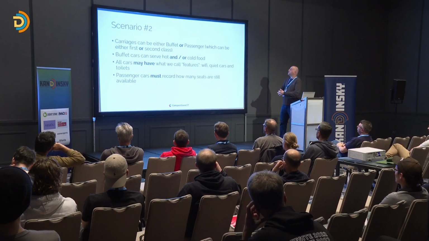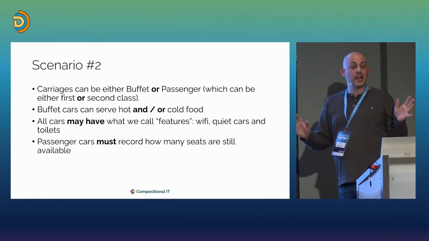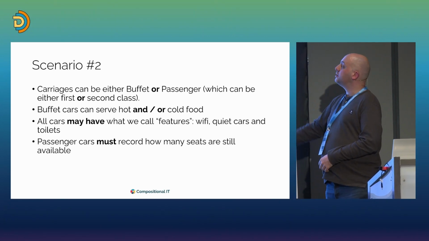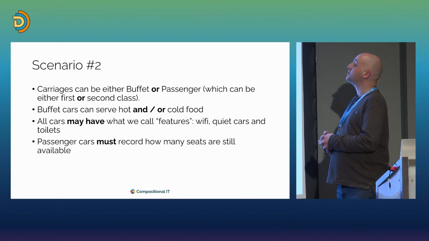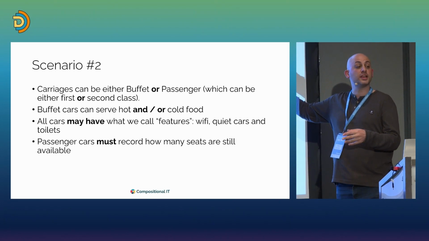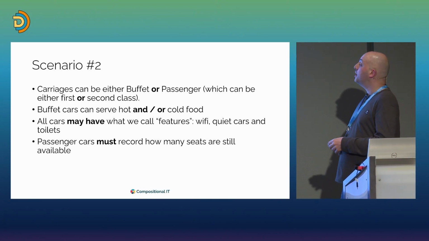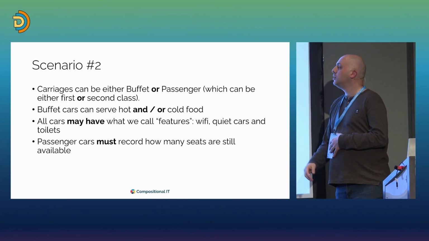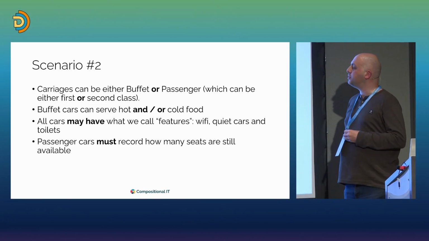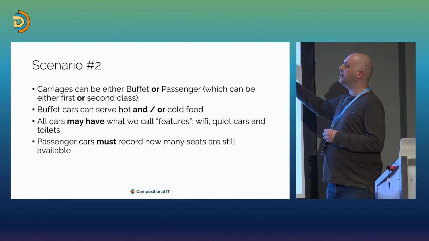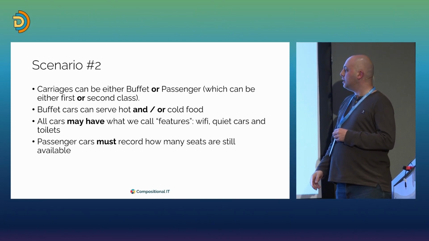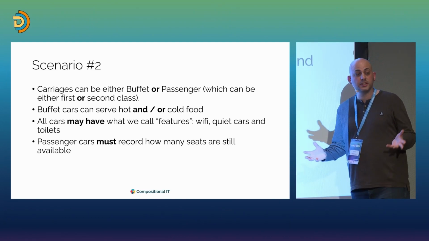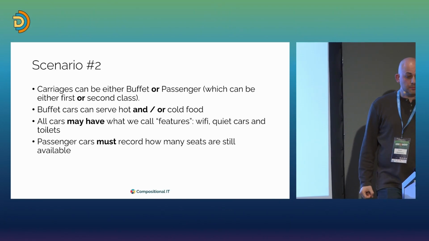The second scenario I had here was, right, beforehand we had carriages as just a number. Let's say here, though, that a carriage can be either the buffet car or a passenger car. And a passenger car can be first or second class. And the buffet cars can serve hot and/or cold food. All the cars, including the buffet car, can have features like Wi-Fi, quiet cars, toilets. And the passenger cars have to show how many seats are available. It's pretty basic stuff.